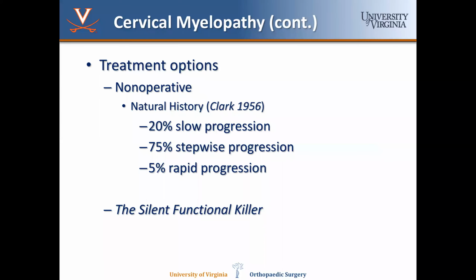percentage will have really rapid progression. So they're doing fine, and then all of a sudden they're really having trouble walking or trouble getting out of bed. That's pretty common. Usually it's more of a slow progression. I noticed it 5 years ago and it's gotten worse each year. And now I'm walking with the cane. And people call it the silent functional killer just because people often don't have any pain associated with it. They just had decreased function.